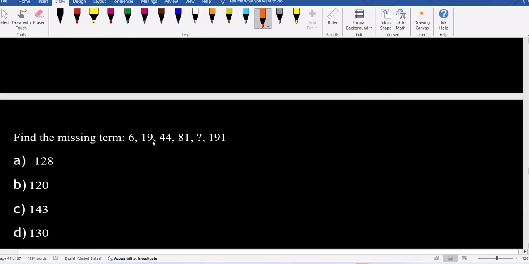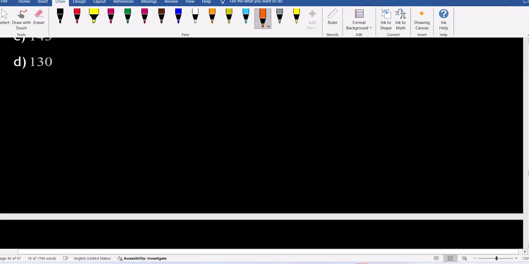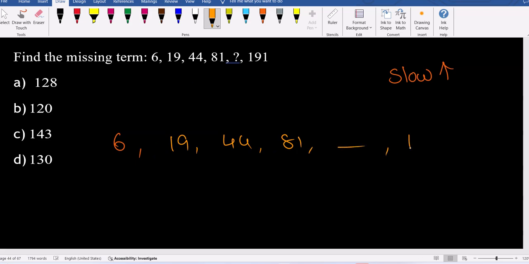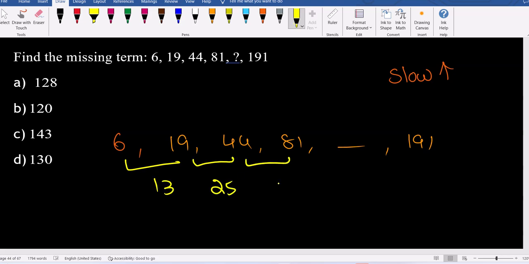Now find the missing term. This is a slow increasing series, it seems, because it started at 6 and reaches 119, 191 only. If it is slow increasing, we have to take the difference between numbers to handle the question. Differences are 13, 25, 36, right? So if it is 49, 130, then here 61, no logic. So we have to worry about this.